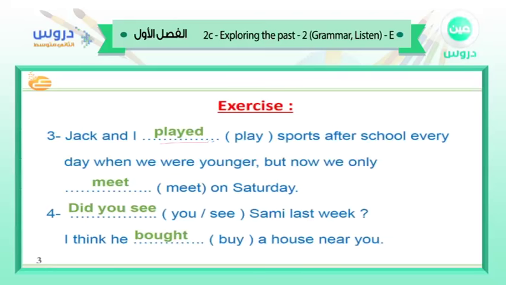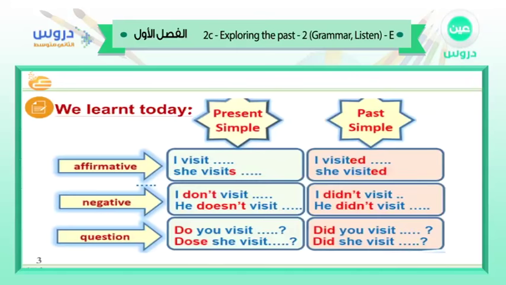Jack and I played sport every day when we were younger, everybody. This is the key. This is a tricky one, everybody. Every day when, okay? I'm talking about the past, when we were younger. But now, we only meet on Saturdays. Did you see Sammy last week? Okay, I think he bought a house near you. Okay, this is the question, this is the answer of the question.